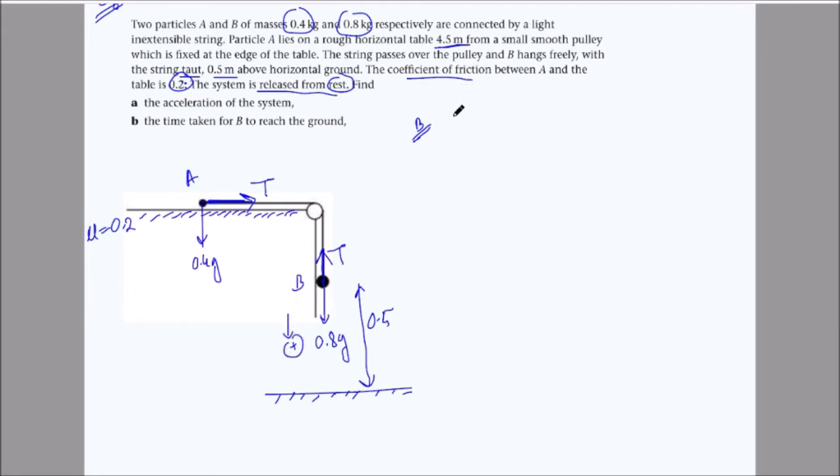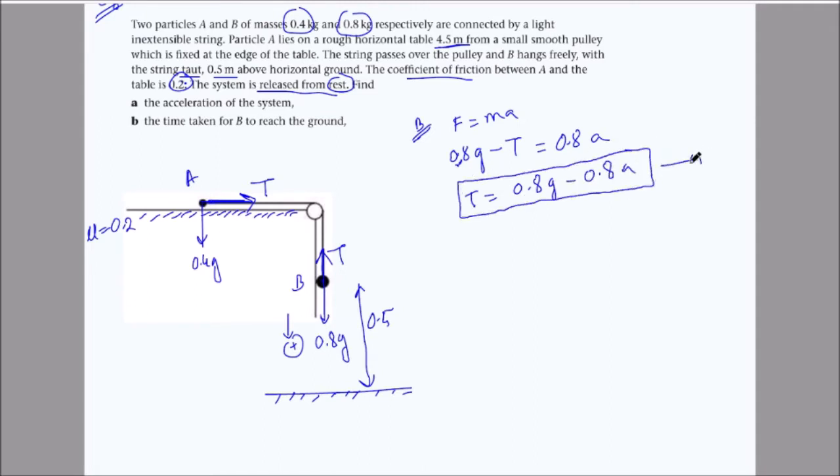If you apply F equals ma, the weight will be positive, and tension will be negative because it's acting upward, equals ma. M is 0.8, and a is unknown. We need to find the value for a. From here you will get the equation of the tension. I always make tension the subject from both equations and then equate them to get the value for a. So 0.8 g minus 0.8 a. This is my first equation.